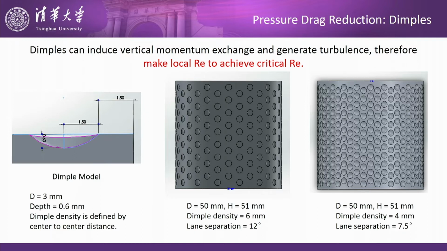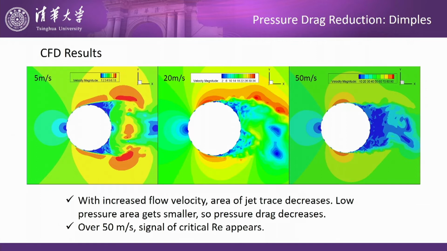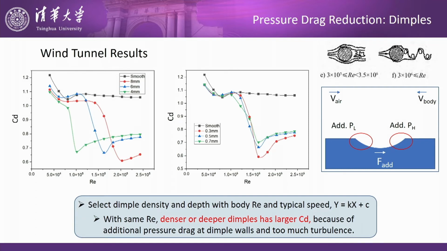In the calculation, over 50 meters per second, we got the signal of critical Reynolds number. And with increased flow velocity, the area of straight jets decreases. So this is the signal of critical Reynolds number. In the wind tunnel, we have a similar result. We really built a lot of cylinders with that structure and put them into the wind tunnel. We tested, and we found that denser dimples have an earlier critical Reynolds number, but it goes back higher.